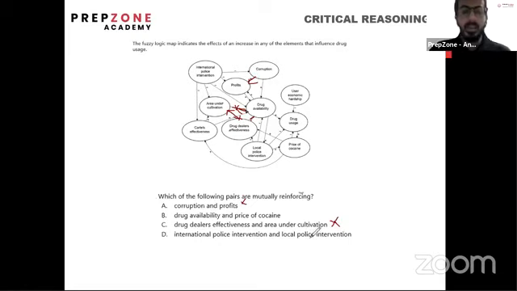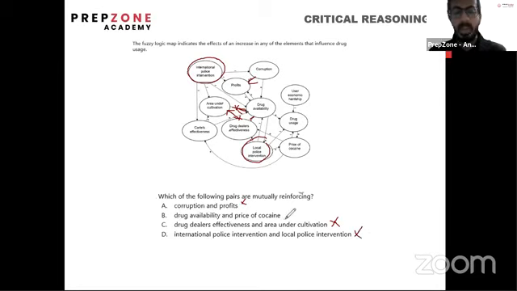D over here says international police intervention and local police intervention. So international police intervention is here, local police intervention is here. Similarly, there is no mutual reinforcement between these two. There are arrows going from international intervention, but there is no going back. Again, this is not mutually reinforcing.